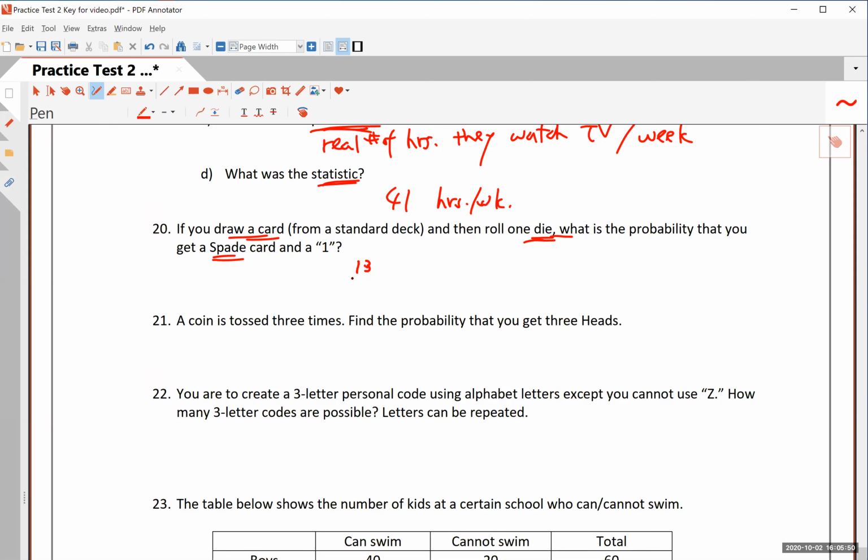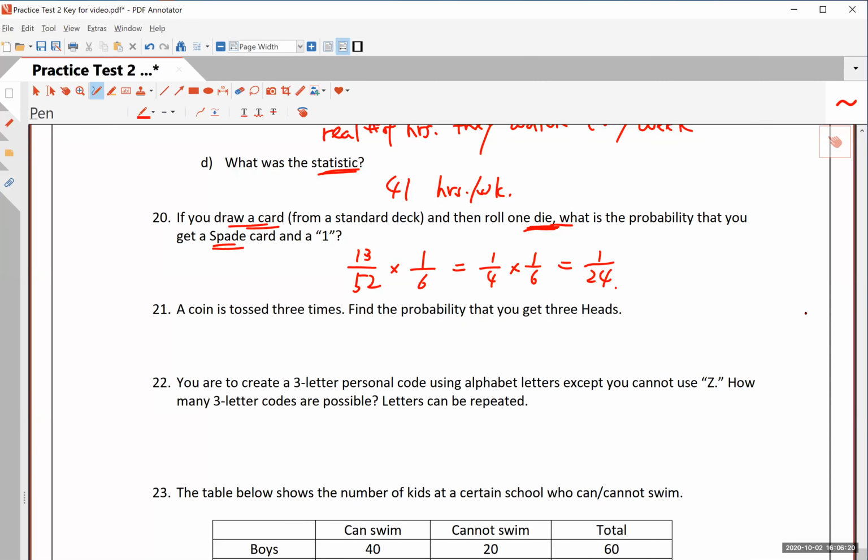Now, what is the probability that you get a spade? Well, there are 13 spades in the 52 cards, right? And of course, that's 1/4. And you multiply this by the probability that you get a 1 in the roll of a die, which is 1/6, right? So this is 1/4 times 1/6, and the answer is 1/24. And this is just a question about independent events. The probability of 2 independent events, you just multiply the probabilities.